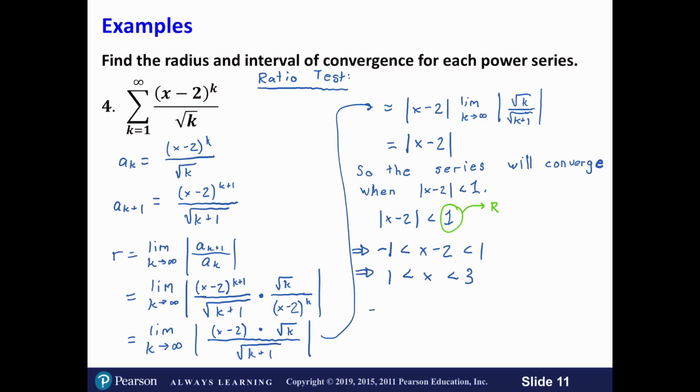And so the interval of convergence contains 1 to 3, so we check the endpoints. Alright, we're going to do that on the next slide. So, first endpoint is x equals 1.